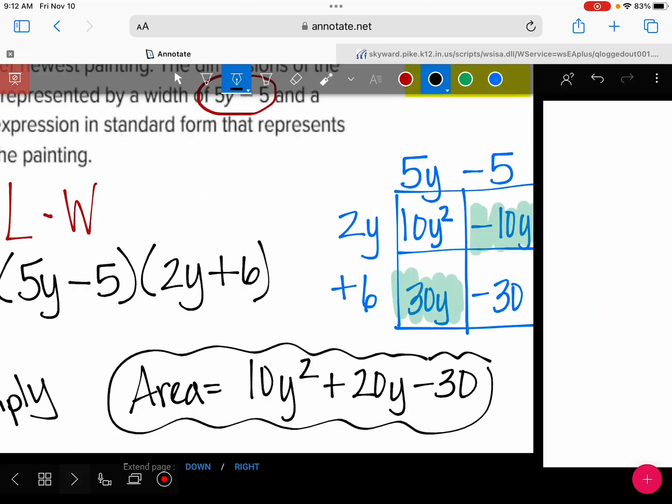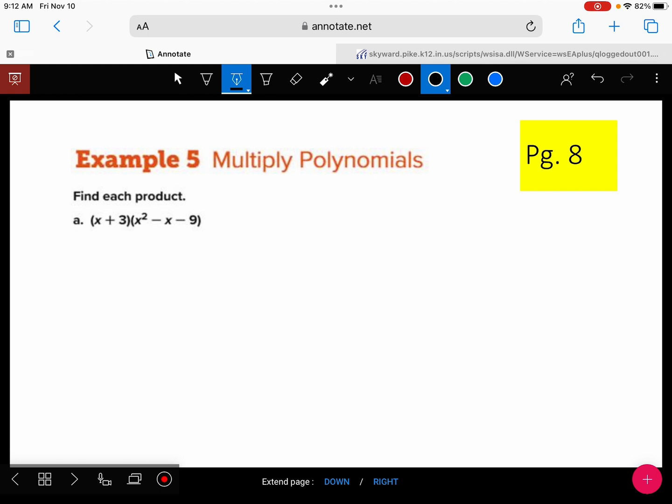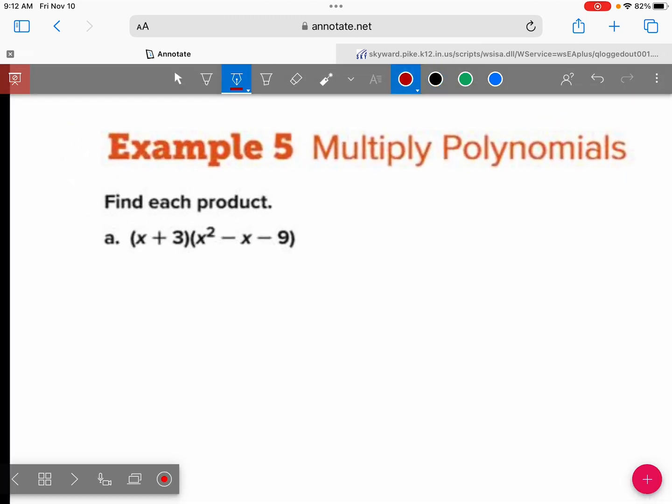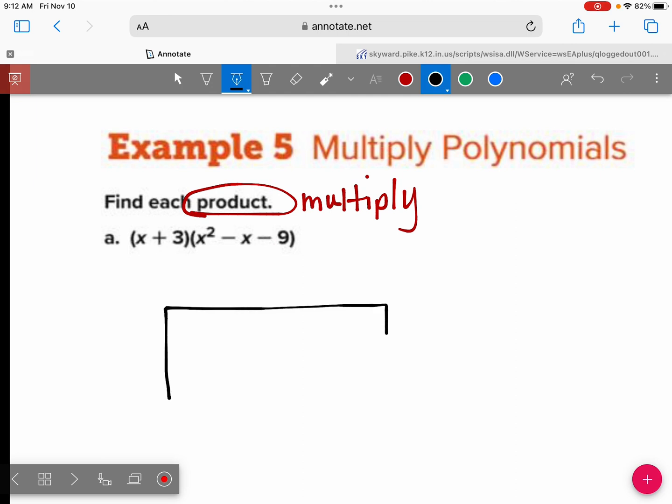All right, so now let's go ahead and go to page 8. And now we're still going to find the product. Product means multiply. When you see the word product, that means multiply. So I want you to notice that we have a binomial multiplied by a trinomial. So that means when I make my box, I have to make it longer. So instead of making a box that's a 2 by 2, I have to make a box that's a 3 by 2.